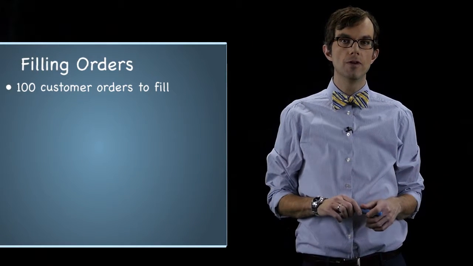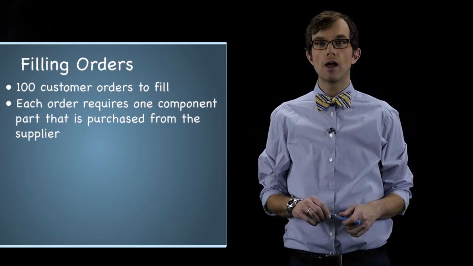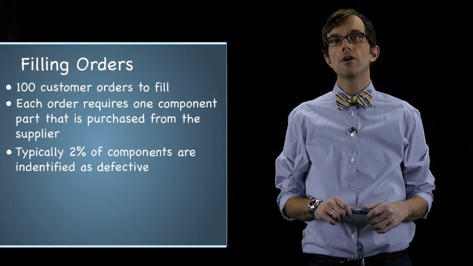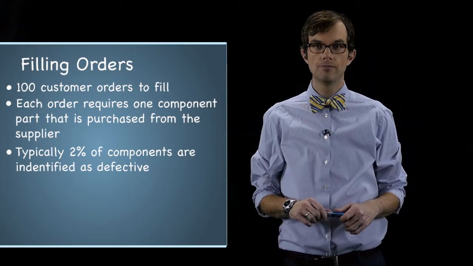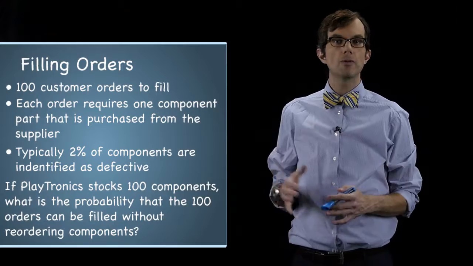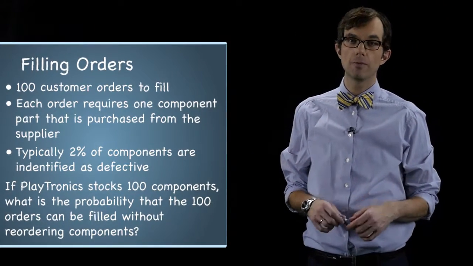Let's say an engineer named Werner Brandis at toy manufacturing company Playtronics has 100 customer orders to fill. Each order requires one component part that is purchased from a supplier. However, typically 2% of those independent components are identified as defective. If Playtronics stocks 100 components, what is the probability that the 100 orders can be filled without reordering components?